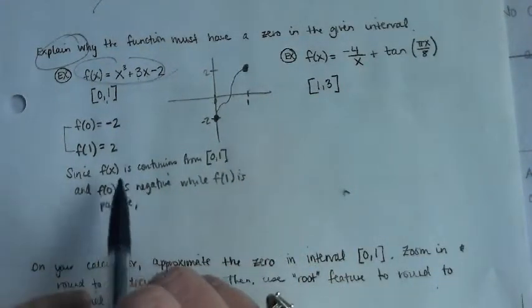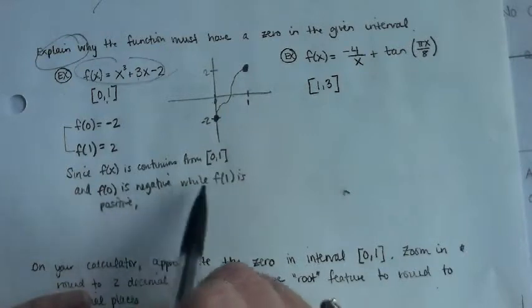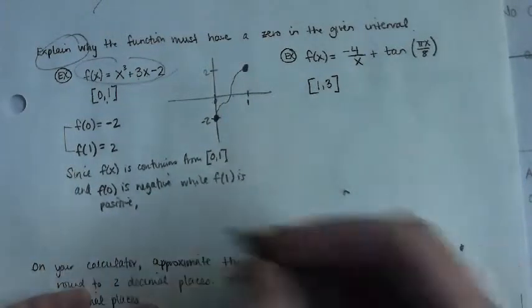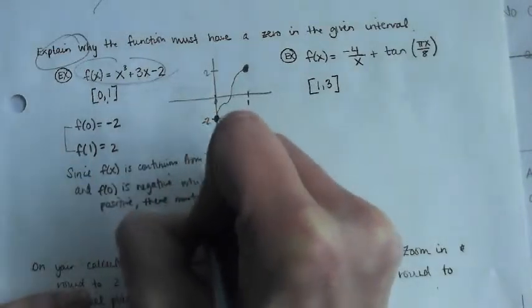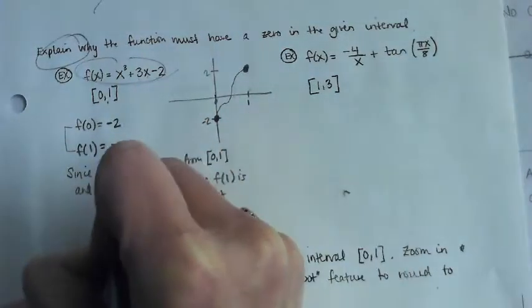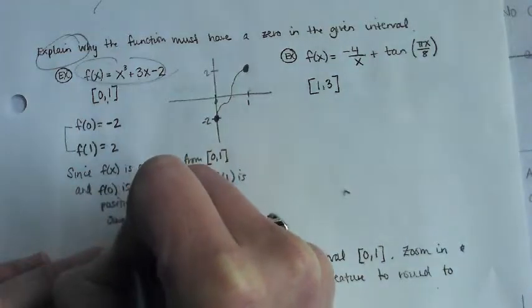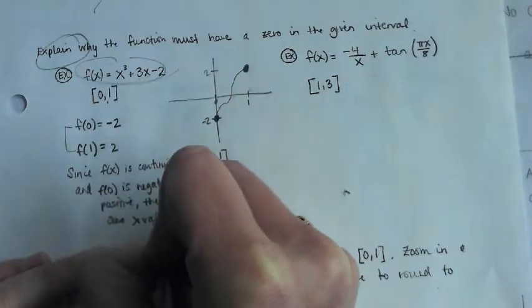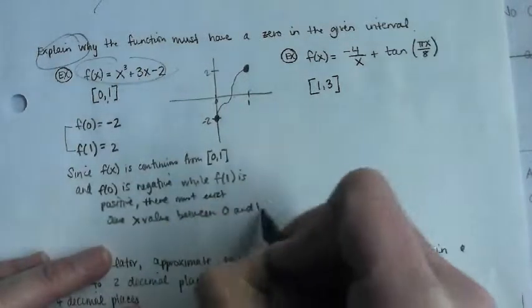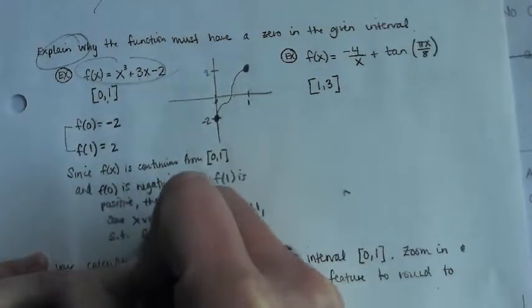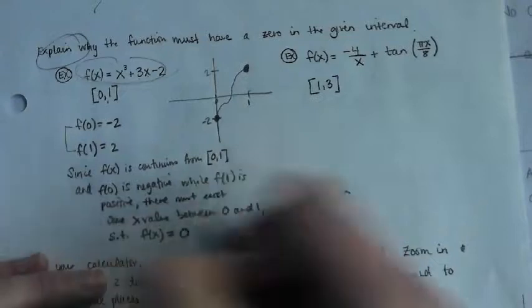So since f is continuous, and f of 0 is negative while f of 1 is positive, there must exist some x value between 0 and 1 such that f of x equals 0.